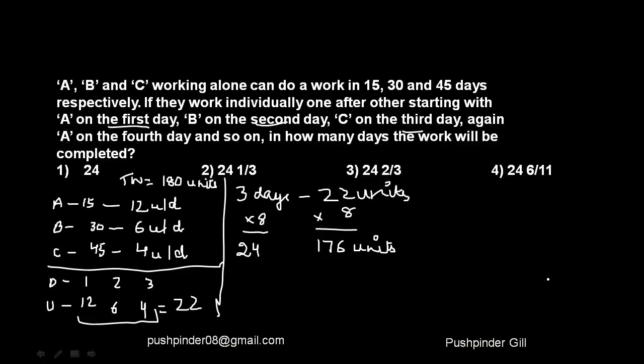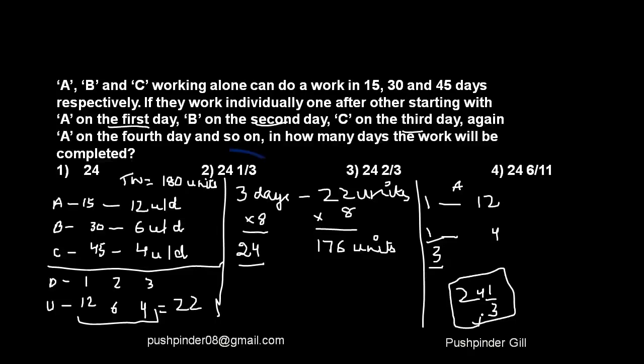So now whose turn is it? Now again, when the cycle repeats, it's A's turn. All right. So now it's A's turn. How many units do we need? We need 4 units. A over here is able to finish 12 units in a single day. If he's able to finish 12 units in a single day, for 4 units, he's just going to take 1/3 of the day if you apply the unitary method. So 24 days he took here, 1/3 day he took here. That means he took this many number of days in total to finish the job, right?